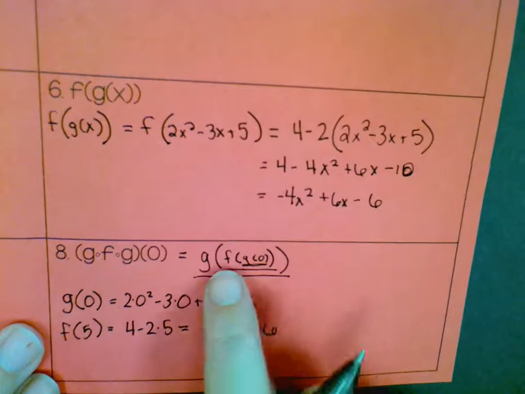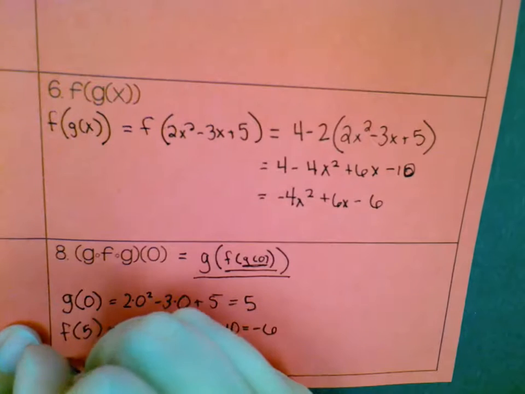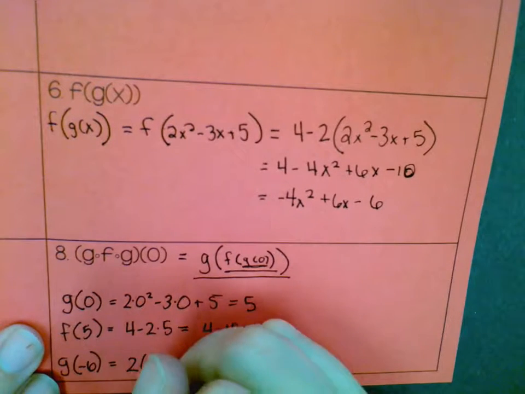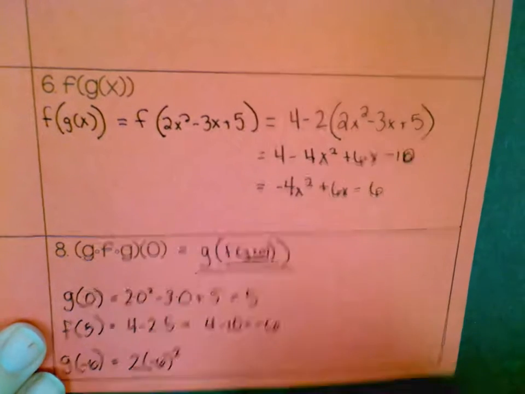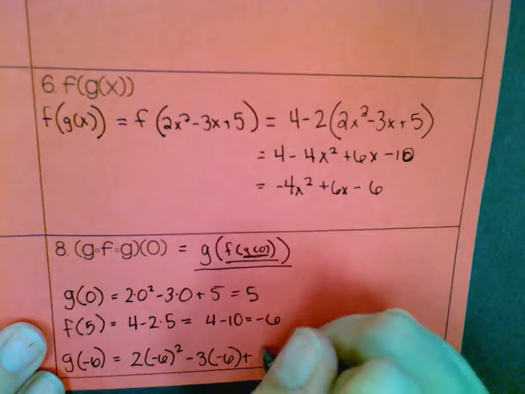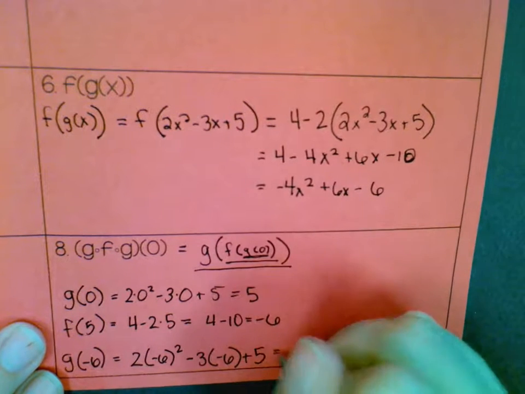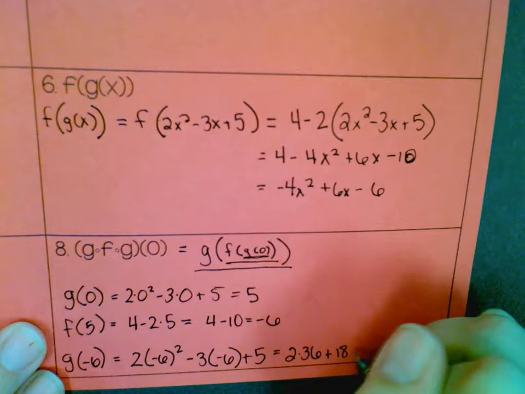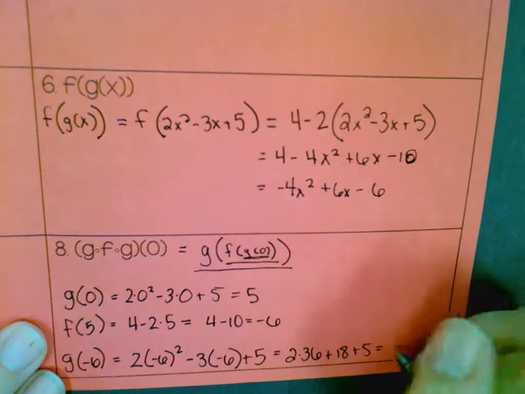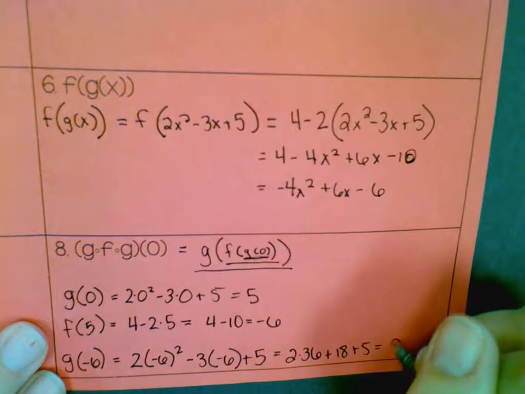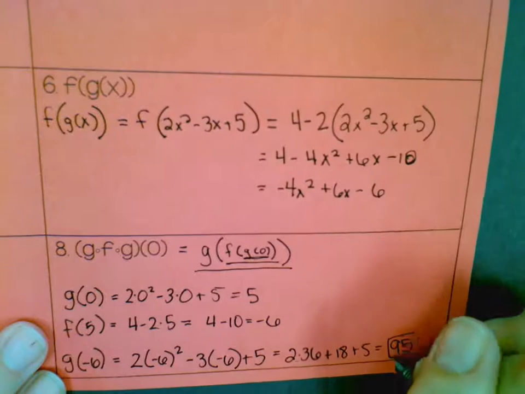And now we're taking that answer and plugging it into G. So G of negative 6 equals 2 times negative 6 squared minus 3 times negative 6 plus 5. So exponents, 2 times 36 plus 18 plus 5. So that would be 72 plus 18 plus 5, which is 95. So our final answer would be 95.